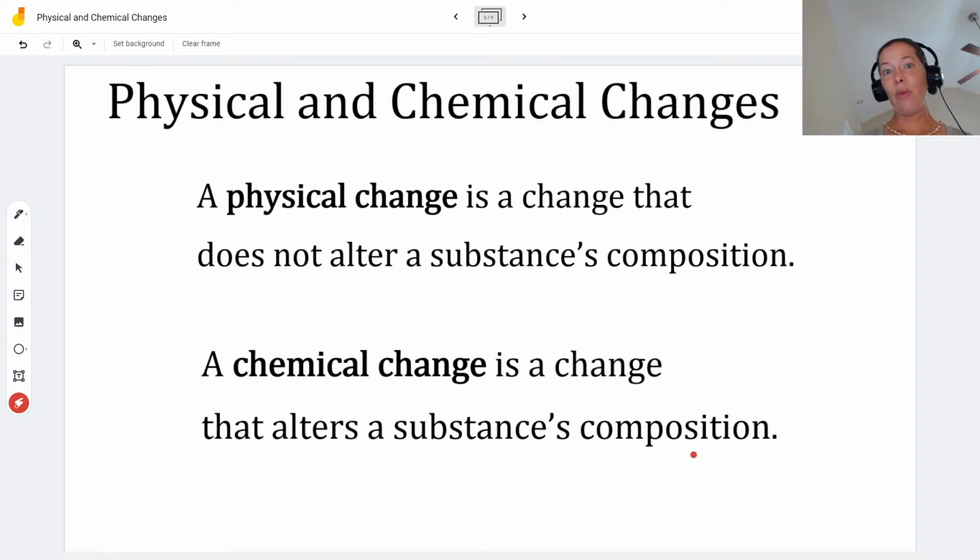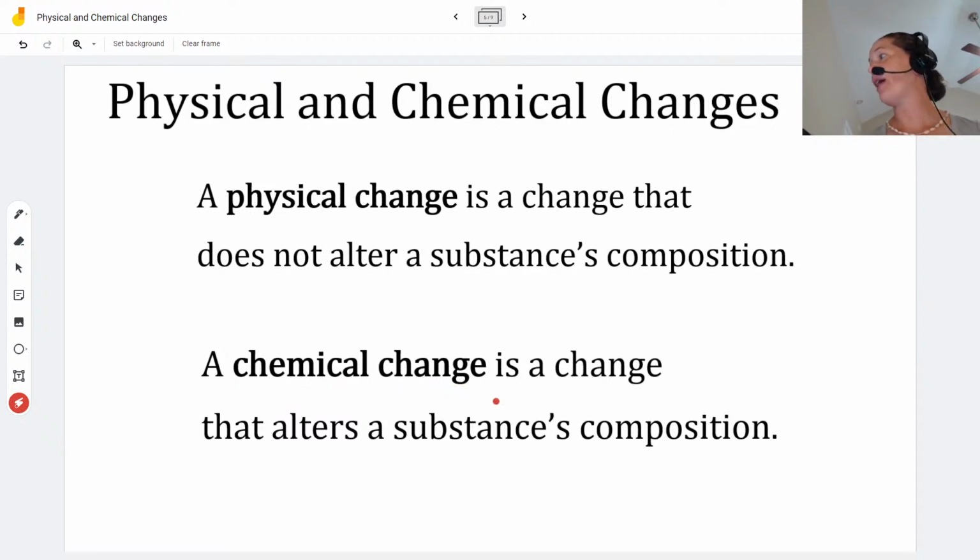Okay, so a chemical change. This is a change that is going to alter a substance's composition. So when we talk about something being flammable or something burning, then you're talking about breaking chemical bonds and making new chemical bonds. So what we're doing here with a chemical change is we're taking a substance and turning it into a different substance. Maybe you're just making a new bond. Maybe you're only breaking a bond. Maybe you're doing both. As long as you're doing something with the chemical bonding, then you are going to have a chemical change.